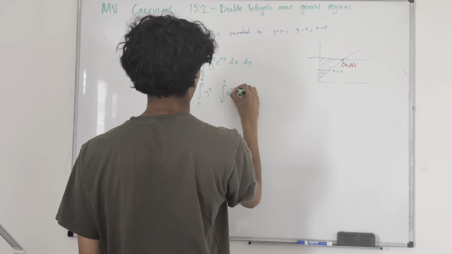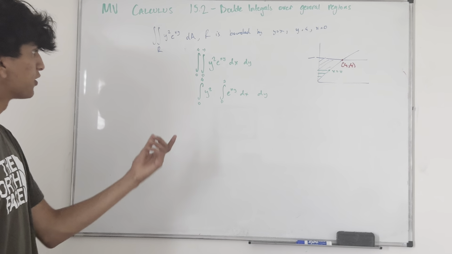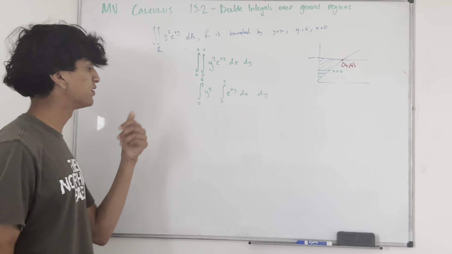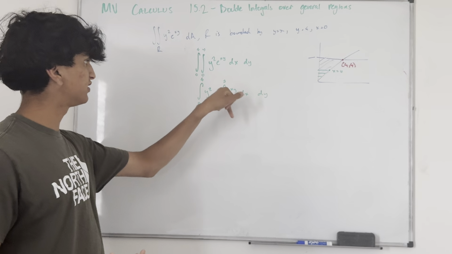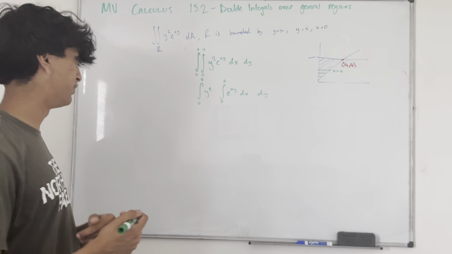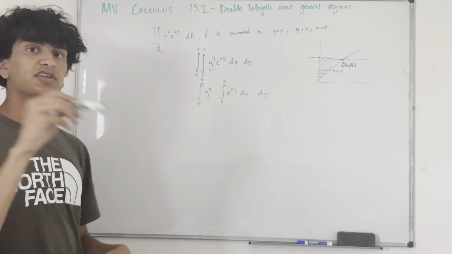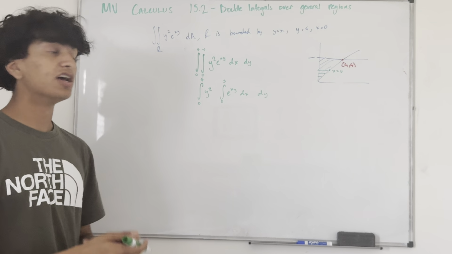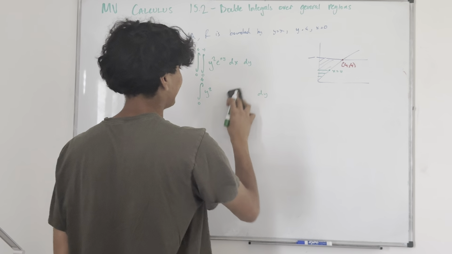e to the xy dx dy. So for this integral, I know I have to do reverse chain rule. If I were to take the derivative of just e to the xy, taking the partial derivative with respect to x, I would get y times e to the xy, where y is treated like a constant. So I know I'm going to need to put a 1 over y in front, right?